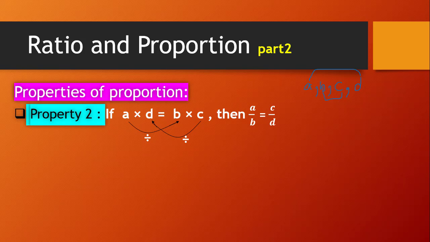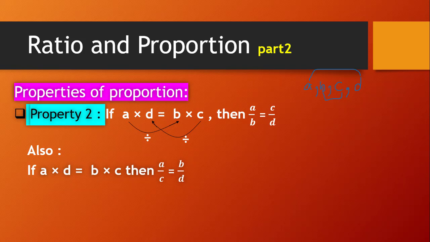Property number 2, if AD equals BC, the product of extremes equals product of means. So AD equals BC. So if the four numbers or the four quantities are proportional, then I can write A over B equals C over D. From the left hand side to the right, then the remainder in the right over the remainder in the left hand side. So A over B equals C over D.